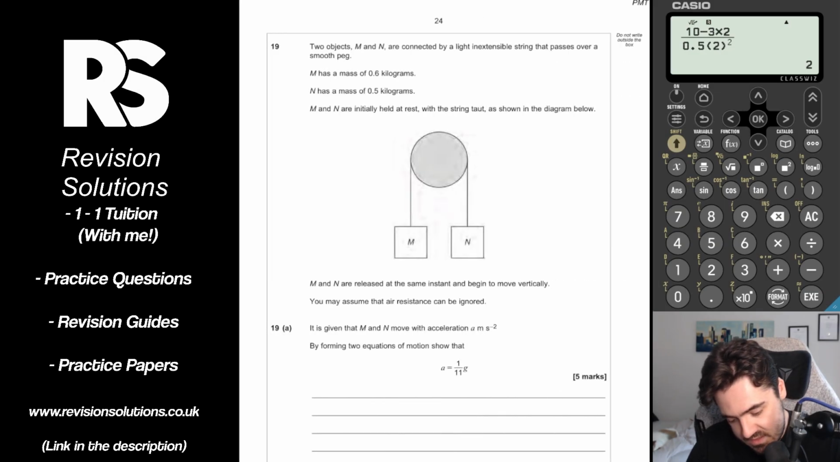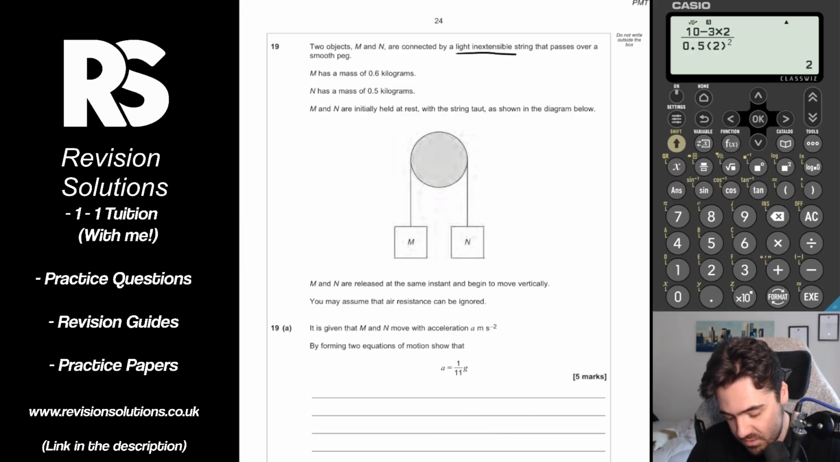Moving on to question 19, it says two objects M and N are connected by a light inextensible string. So we remember that those words are important. That means that the acceleration is the same for both particles if it's inextensible, and light means the tension in the string is the same for both.